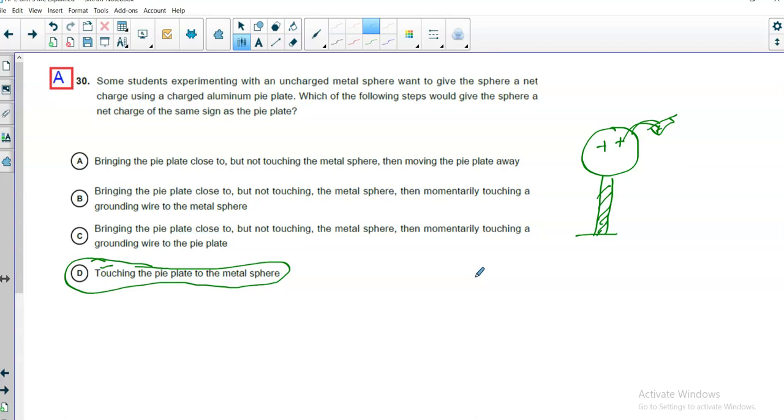C is just going to discharge the metal plate and leave everybody not charged. So, yeah, D is your best option. It's charging by contact.